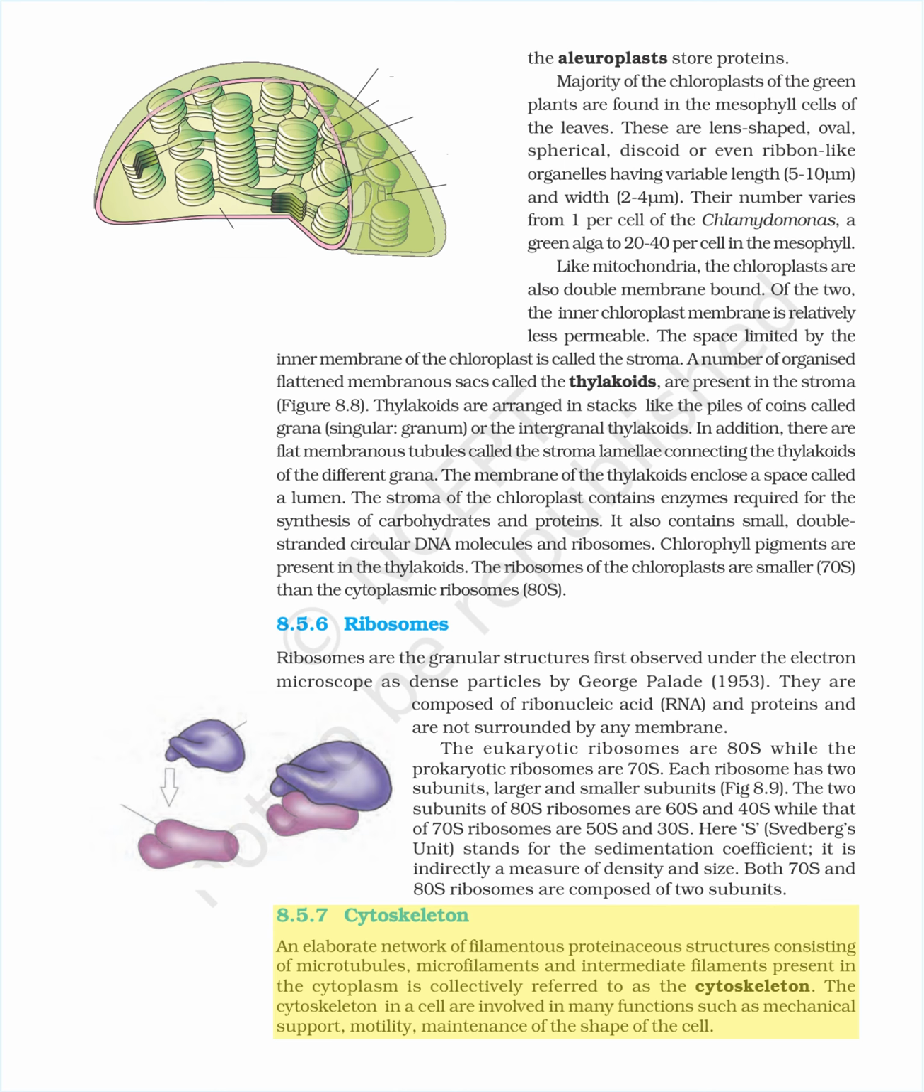8.5.7 Cytoskeleton. An elaborate network of filamentous proteinaceous structures consisting of microtubules, microfilaments, and intermediate filaments present in the cytoplasm is collectively referred to as the cytoskeleton. The cytoskeleton in a cell is involved in many functions such as mechanical support, motility, maintenance of the shape of the cell.